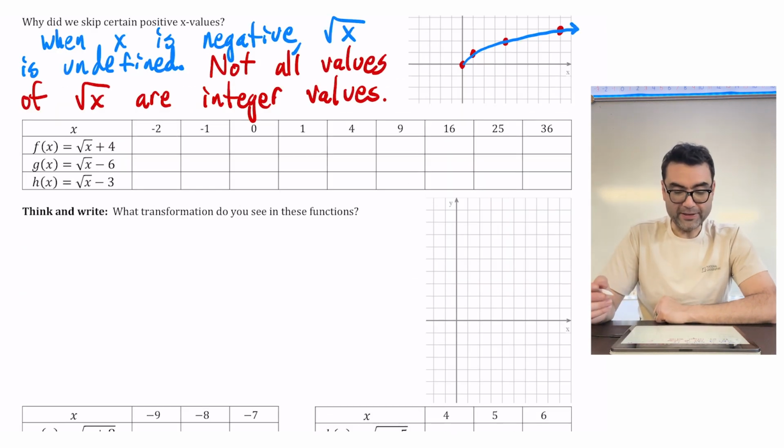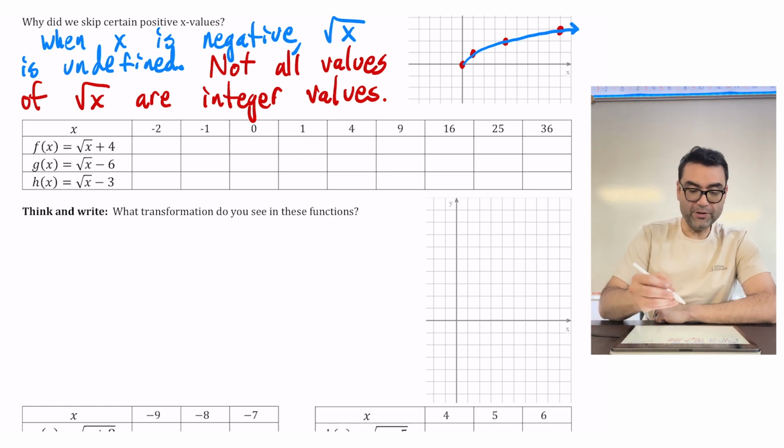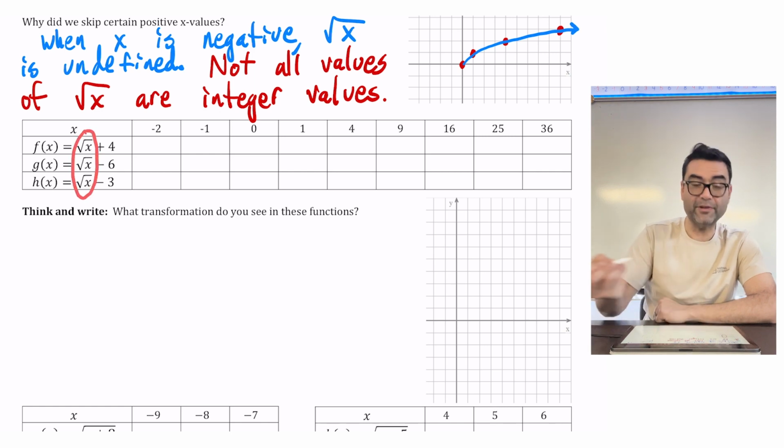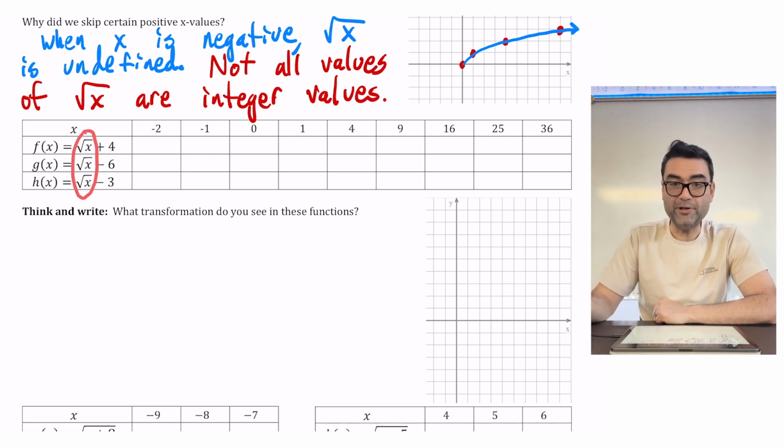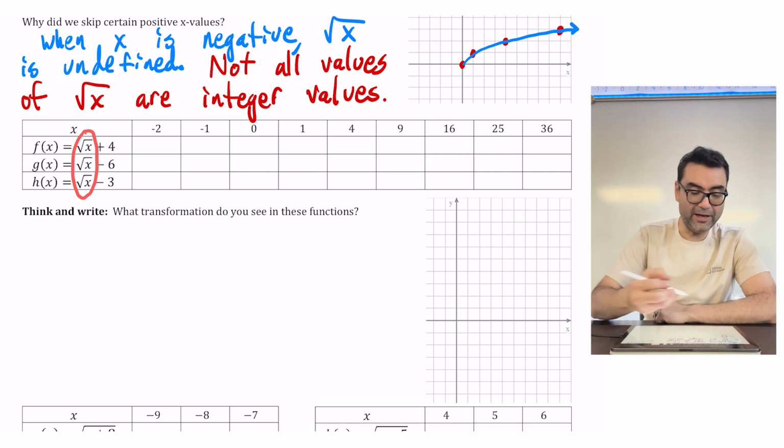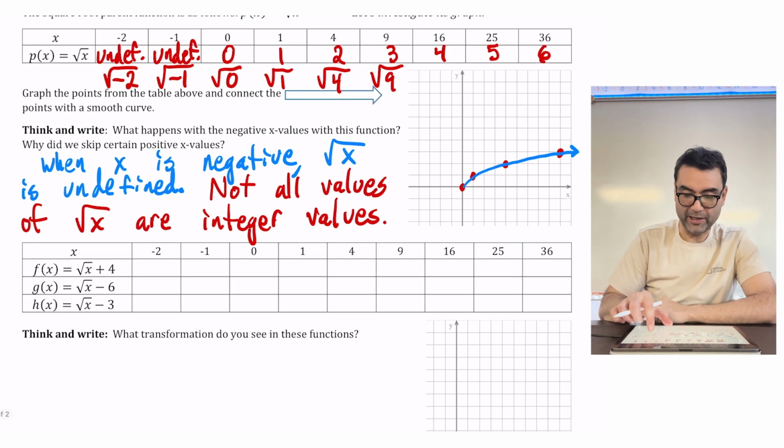This table has us look at transformations of the function. And to do these transformations on the table, what you'll notice is all of these have the square root of x function, which we have on the table above, on the handout that we just started looking at. And all we're going to do is just add a certain value to it. So actually, let me zoom back out here.